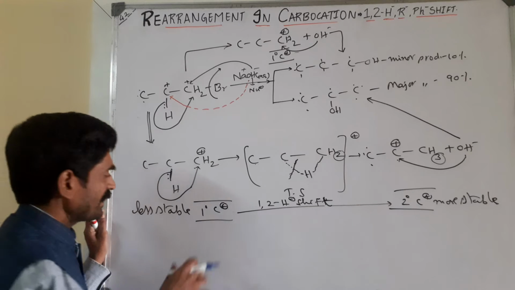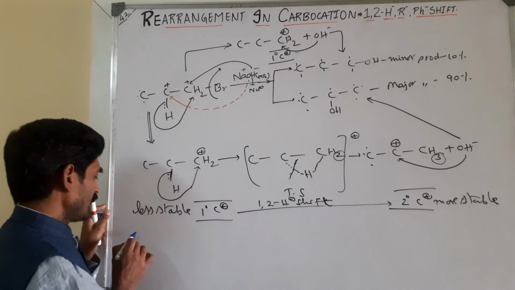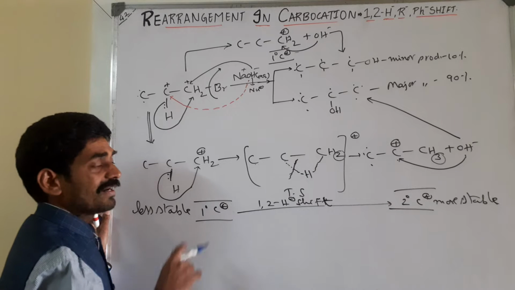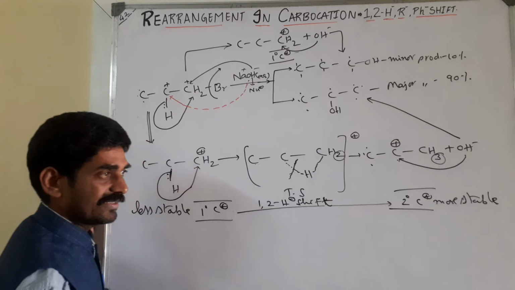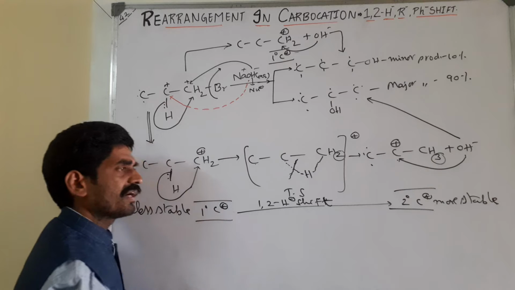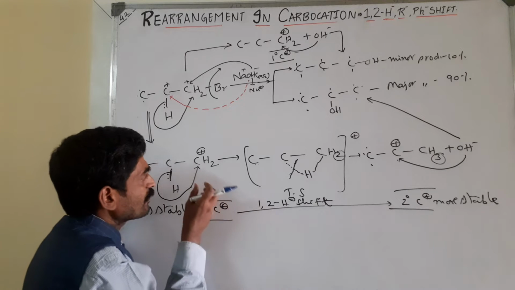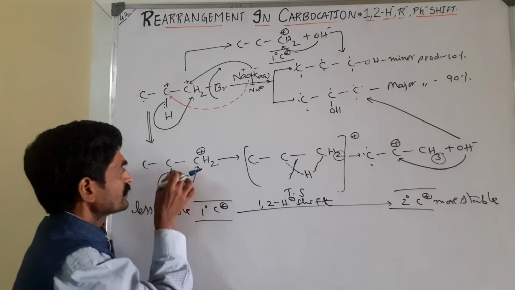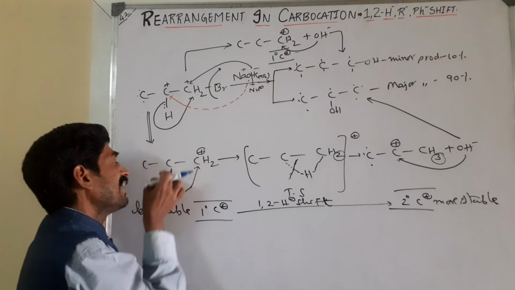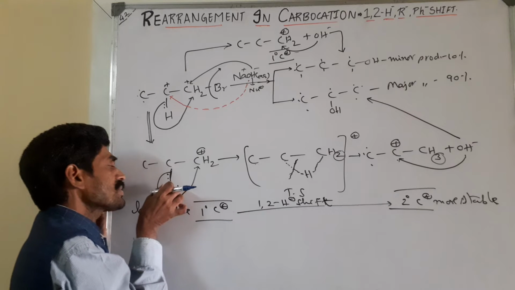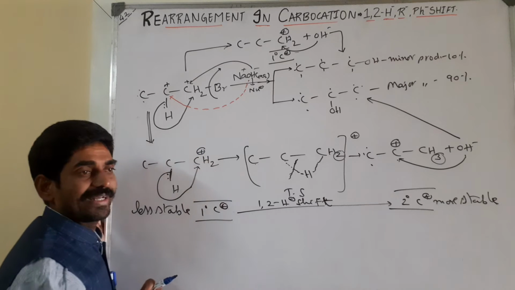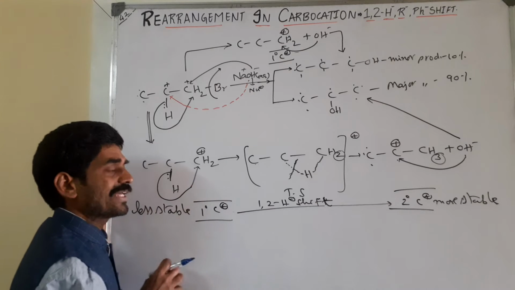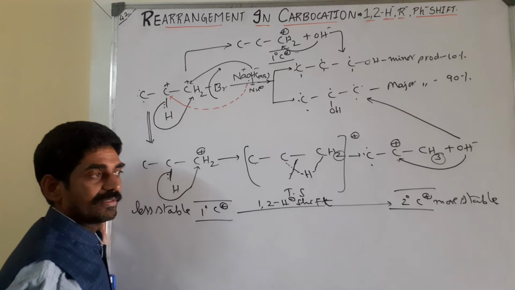Is it clear? Yeah. That means if the less stable primary carbocation is unstable, then the charge of the primary carbocation is taken by the adjacent carbon, and it provides atoms or groups to that carbocation. Then it's going to stable, right? Got it? So this type of thing is called what? Rearrangement of carbocation. Got it?